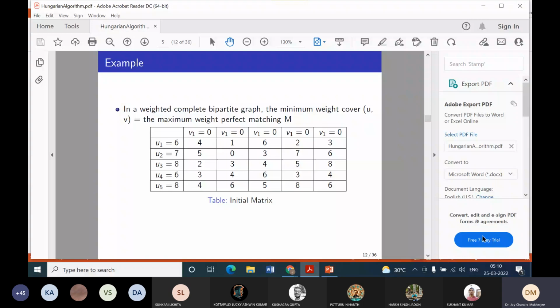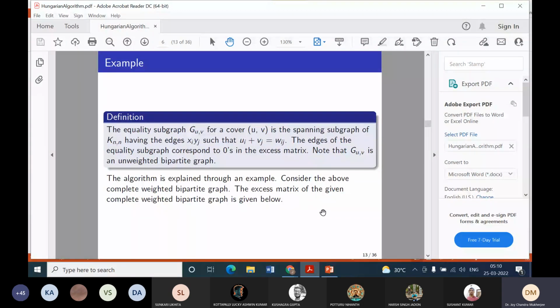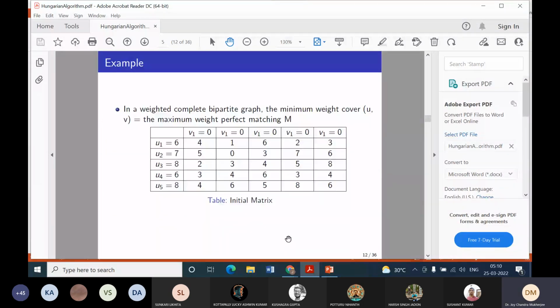Now to solve this problem, what is the algorithm? There is a concept of an equality subgraph. What is the equality subgraph? The equality subgraph for a cover UV is a spanning subgraph of Knn having the edges xi yj such that ui plus vj equals wij. The edges of that equality subgraph correspond to zeros in the excess matrix. So what they actually say is, this is my matrix.